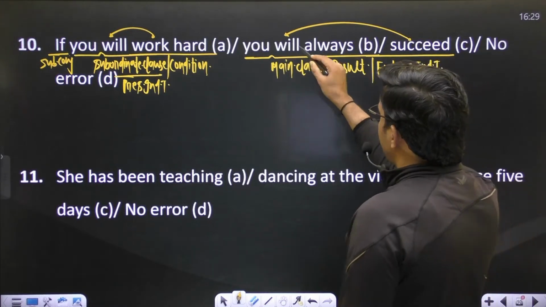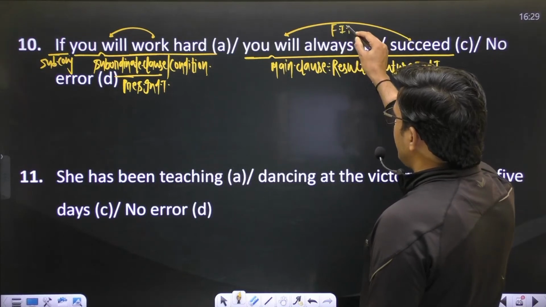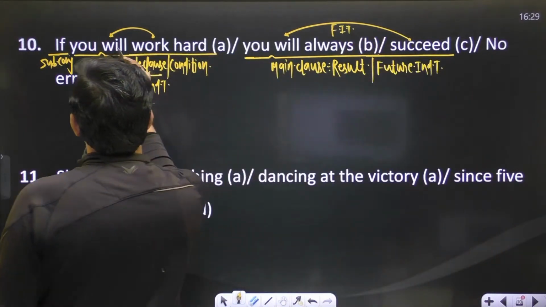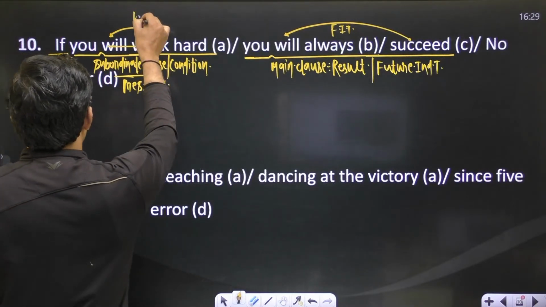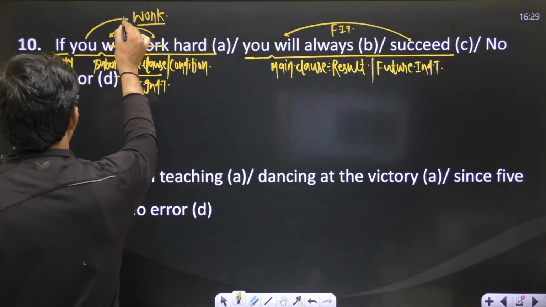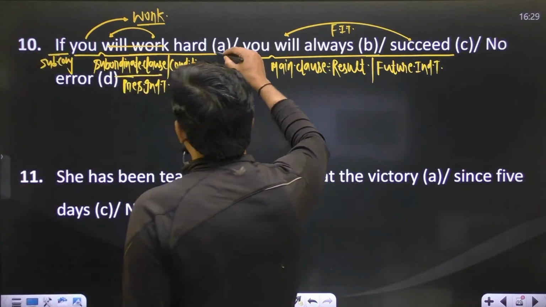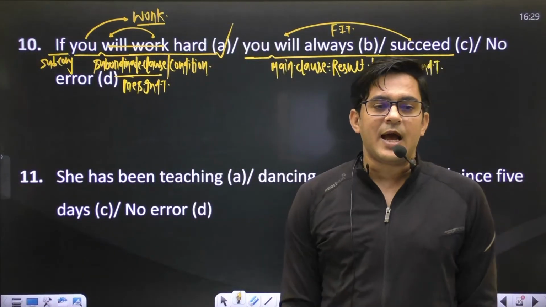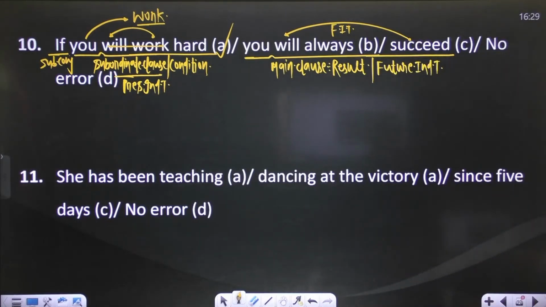So in the main clause you already have future indefinite tense, but to make the subordinate clause present indefinite, drop will, and the sentence will be like, if you work hard, you will always succeed. The sentence will be fine now, and you will have the error in part A.